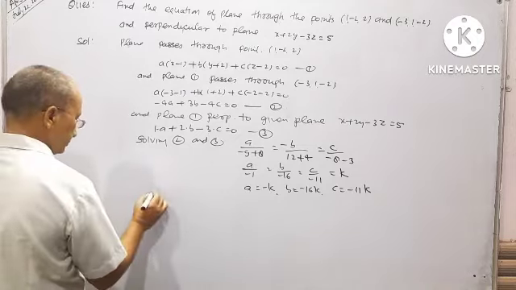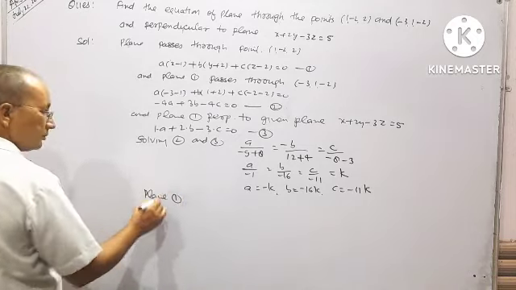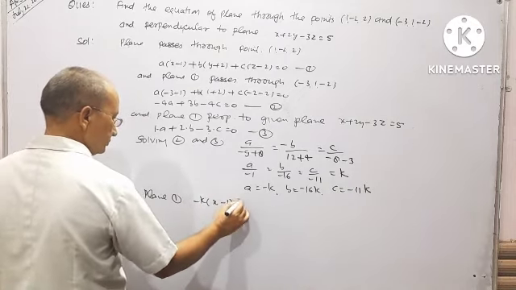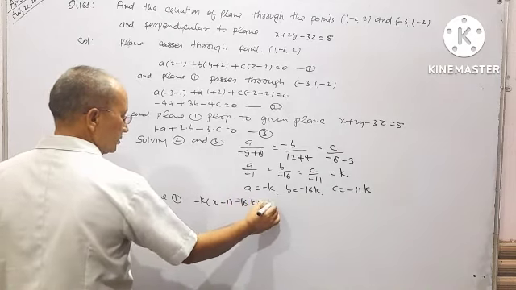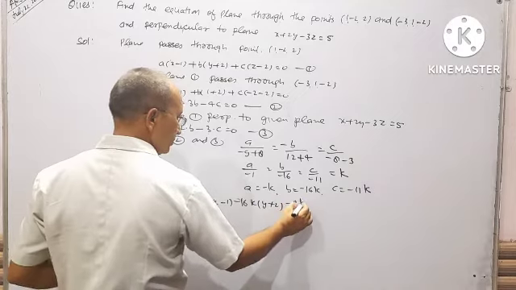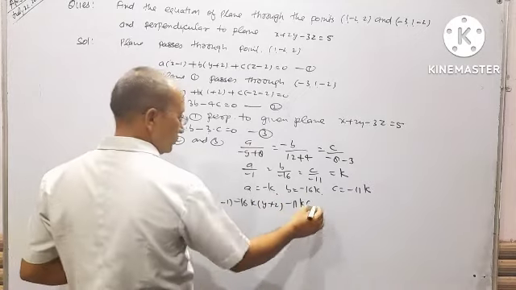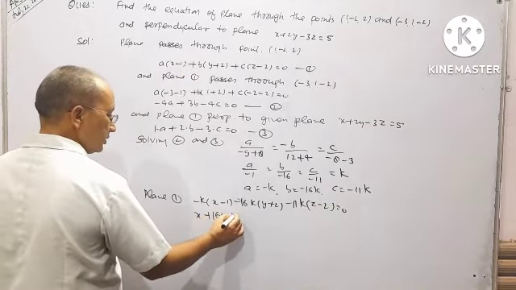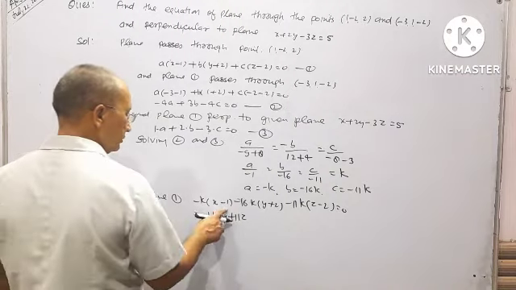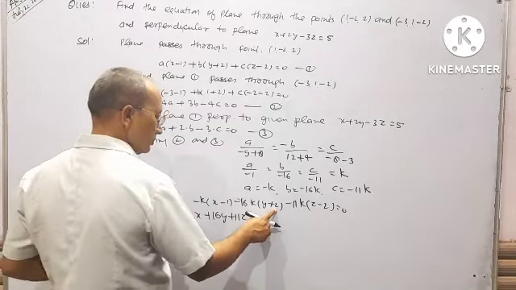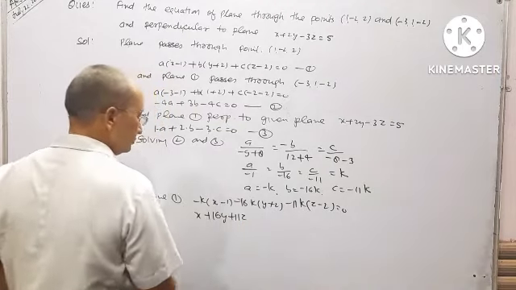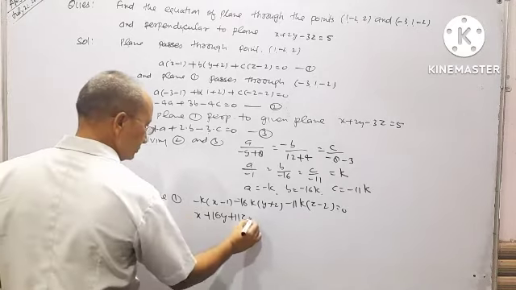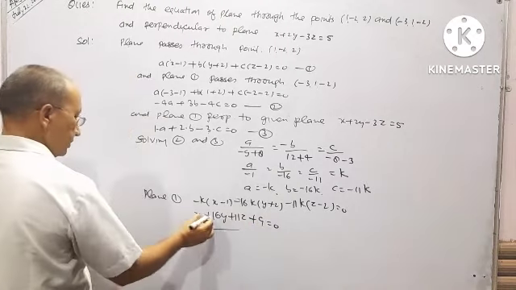Putting these values in (1), plane (1) becomes -k(x - 1) - 16k(y + 2) - 11k(z - 2) = 0, that is, x + 16y + 11z - 1 - 32 + 22 = 0, which gives x + 16y + 11z + 9 = 0. That is the required equation of the plane.